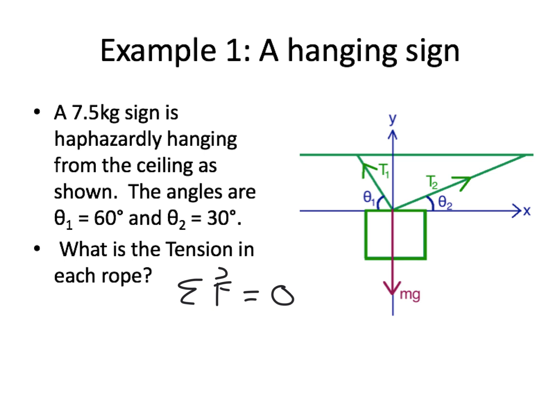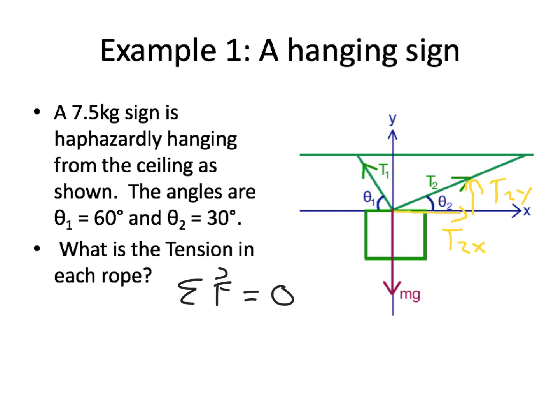So if we look at this, we can see that this vector T2 is going to have x and y components, and I could call that T2x, and I could call this T2y. And we can note that both of these are actually pointing in the positive direction. T2x is pointing in the positive x direction. T2y is pointing in the positive y direction.